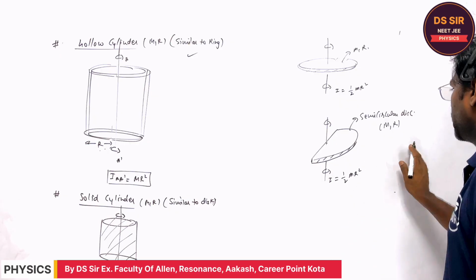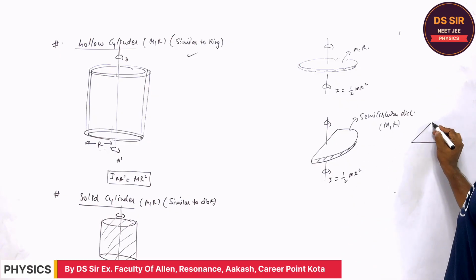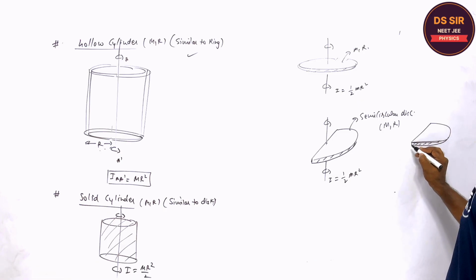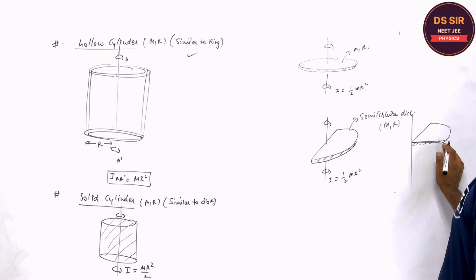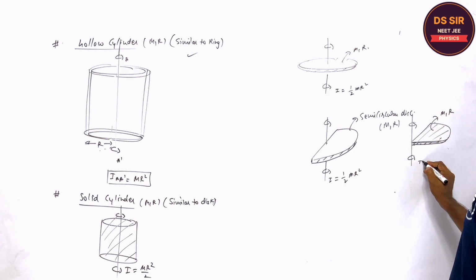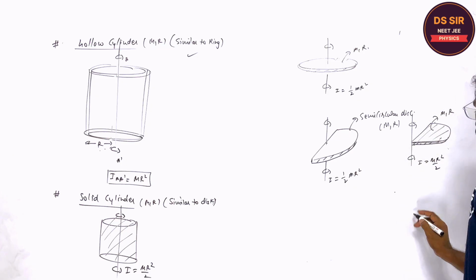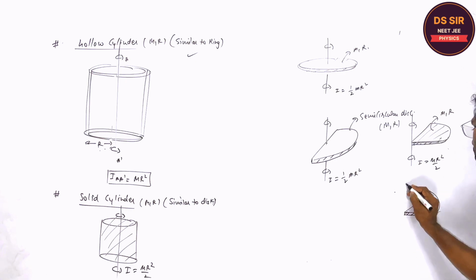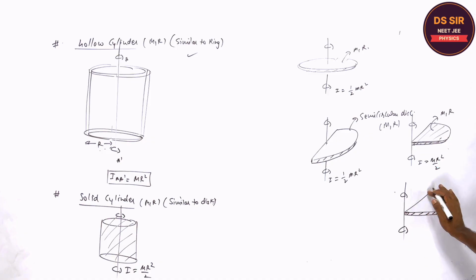Okay, half mr square. Even if it is a quarter circle like this, if this is the quarter circle, but m and r should be there, the moment of inertia is mr square by 2. Even if you take a sector, like this is the sector, it is very much similar to the disk. The mass is m, radius r. What is the moment of inertia? Say half mr square. Are you getting or not?